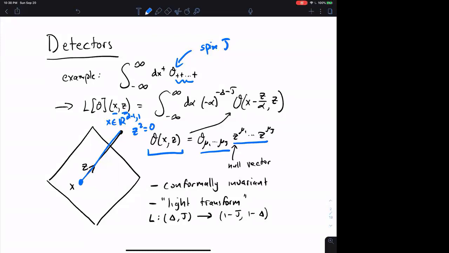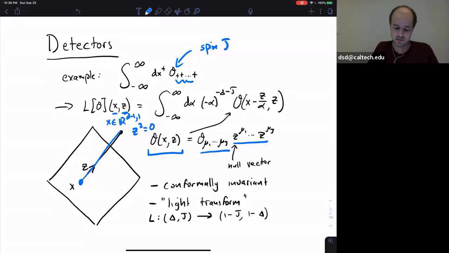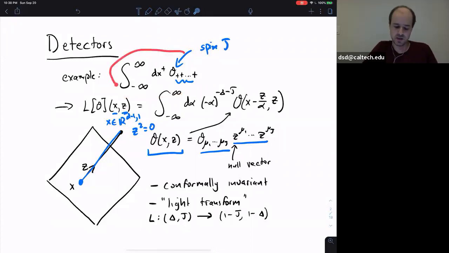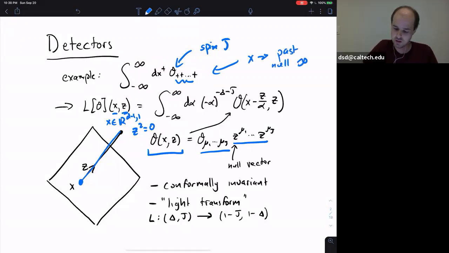Yes, thank you. Good. So this first expression that I wrote here is what the light transform becomes in a particular conformal frame. This is the conformal frame where you take x and send it to past null infinity. In other words, you set x equal to minus infinity times z, and then it becomes this familiar integral. And then this other expression down here, the more complicated integral, is what it looks like in a more general conformal frame. This integral makes it look a little bit more complicated than it is.